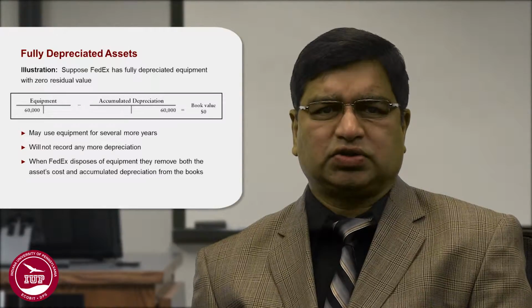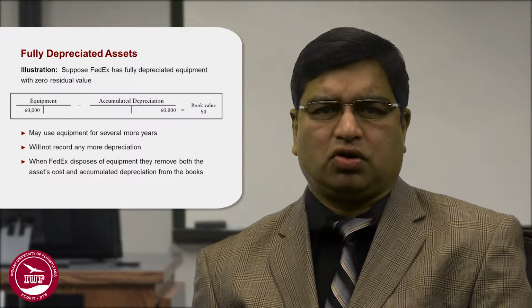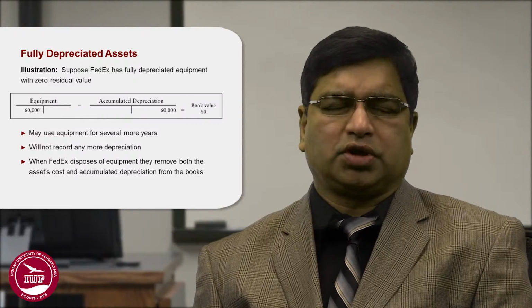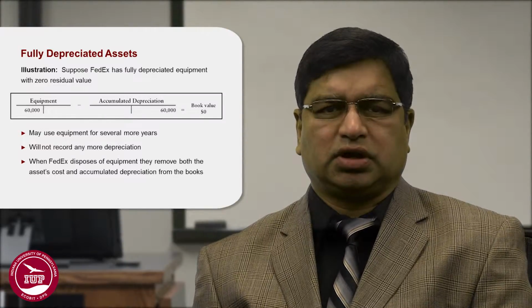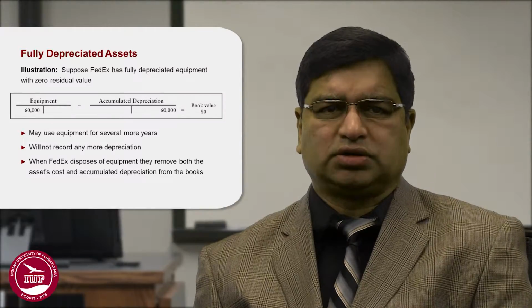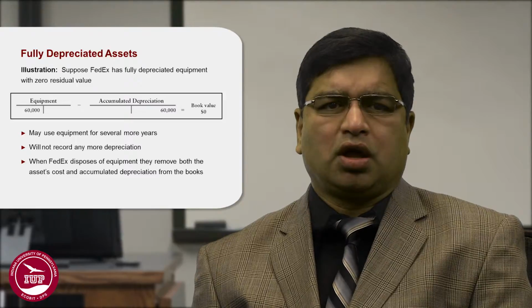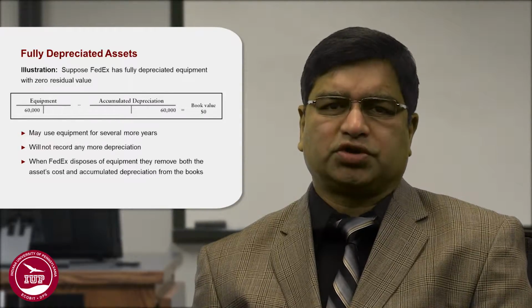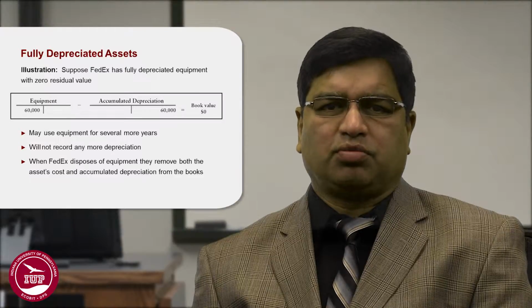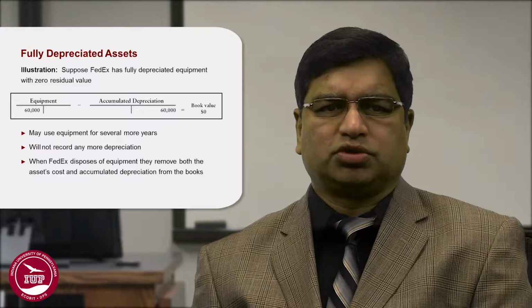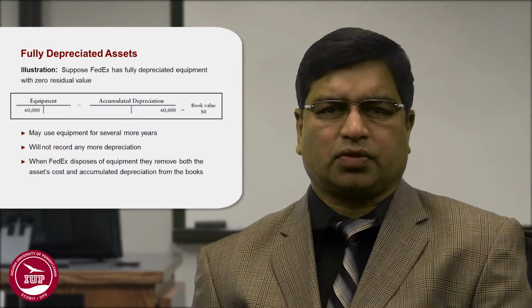So when the asset is fully depreciated, your book value will be 0, because your equipment is at 60,000 and your accumulated depreciation is at 60,000 and book value is at 0. Now, you might continue to use the equipment for several more years, but you will not be able to charge the depreciation when the book value comes down to 0.